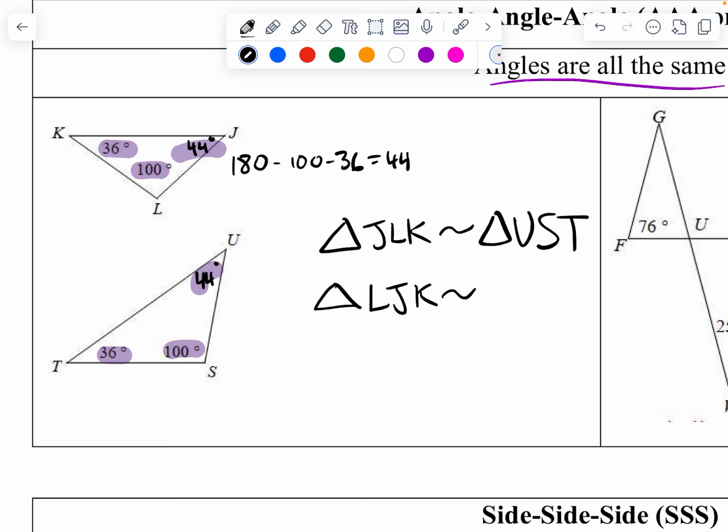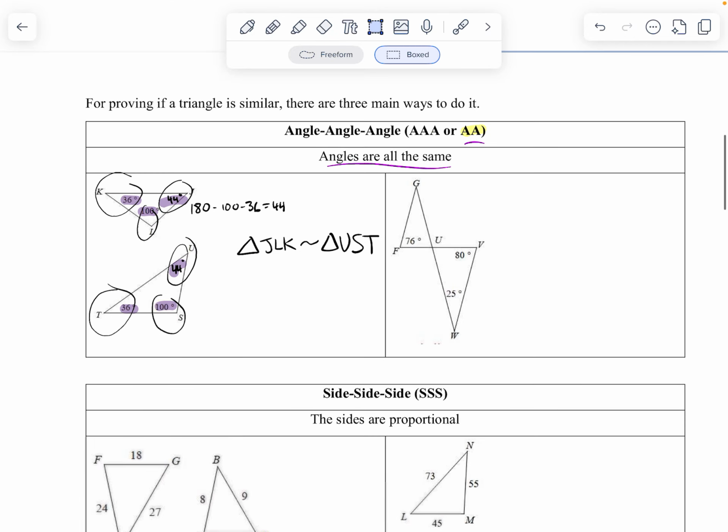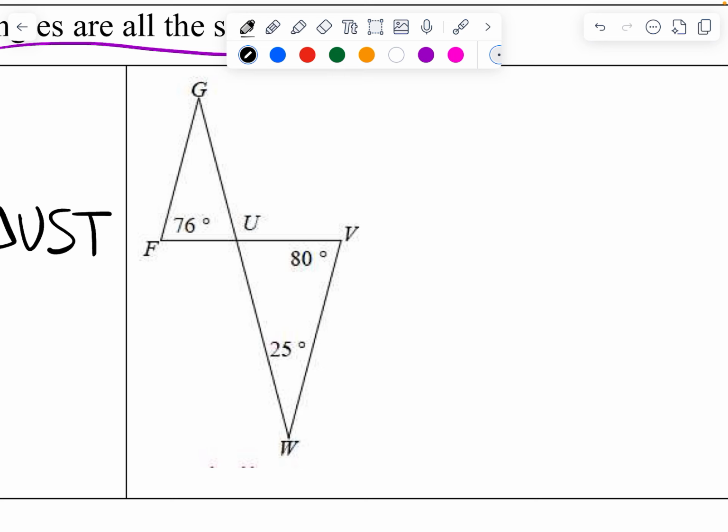As another example, if I did LJK, then that would have been, wait, I went to the wrong one. I was like, wait a second, SUT. Okay, where it started at the 100 to the 44 to the 36. All right, just make sure that you are consistent in how you write it, and that's the main thing for triangle similarity.